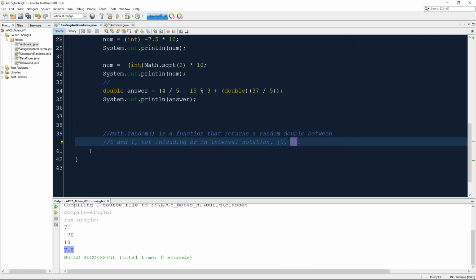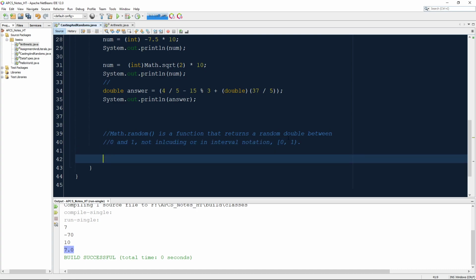So if we were being accurate, the closest we could get to 1 would be 0.9 repeating to about 17 decimal places. That's the biggest number we could get. We would never get 1 as an option. So that's a very limited range, so we're going to have to do some work to get to a more effective range if that's our goal. So let's go ahead and just do an example. We'll say double rand is equal to Math.random.